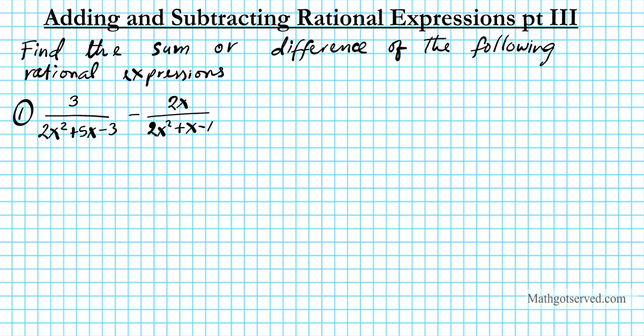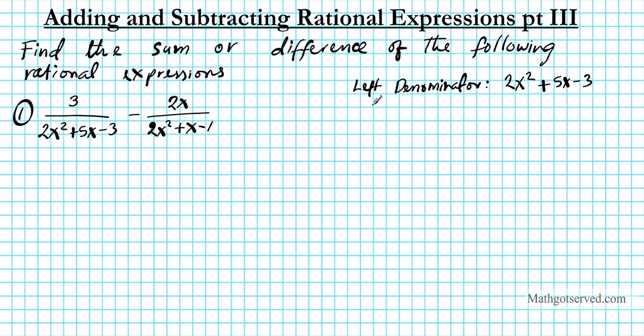So in order to find the LCD, I don't know that these two polynomials have a common factor in them. So I need to factor both of them first and then determine what the LCD is without repeating common factors. So I'm going to extract the left denominator. The left denominator is 2x squared plus 5x minus 3. I'm going to factor this completely as best as I can.